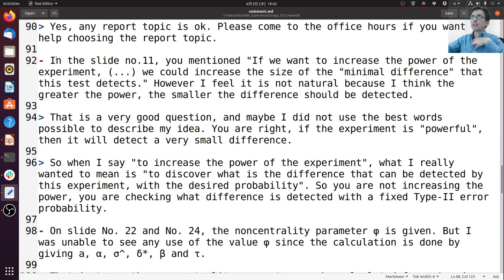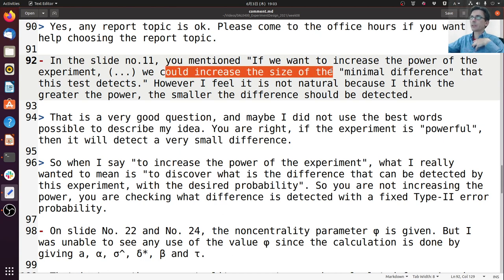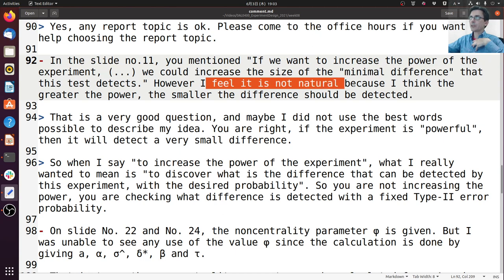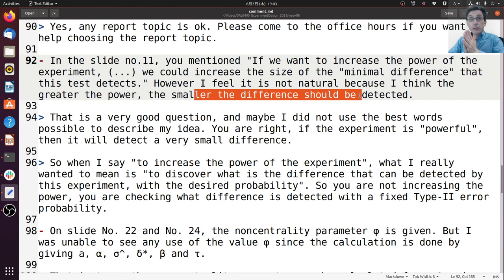Another student asked, in slide number 11, you mentioned if you want to increase the power of the experiment, we could increase the size of the minimal difference. However, I feel this is not natural because I think that the greater the power, the smaller the difference. And this is a very good question because, in fact, you are correct. Your comment of not feeling natural was correct. Maybe the way that I described this is not the best way. So let me try to describe it a little bit differently here. What I wanted to say, of course, you are right. If the experiment has high power, it will detect a very small difference.